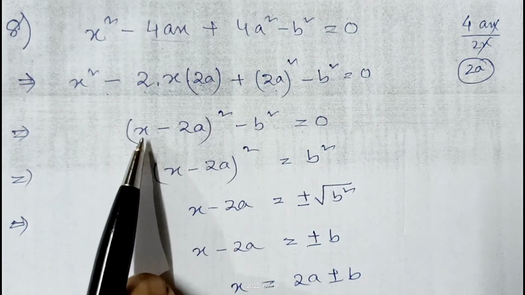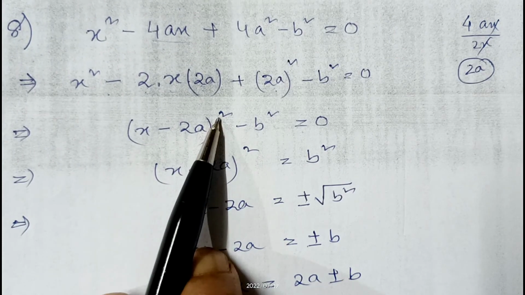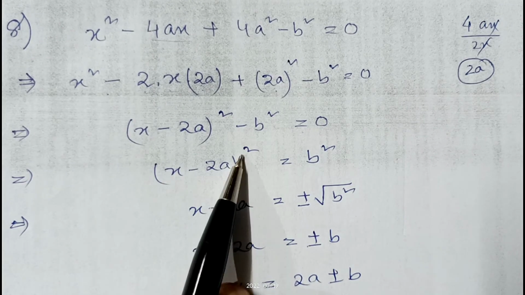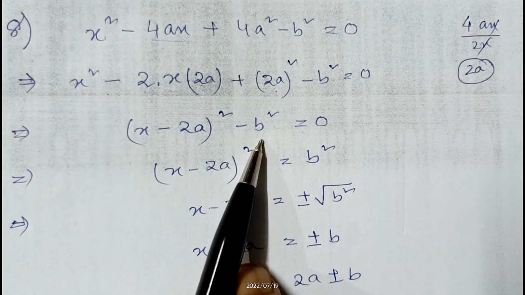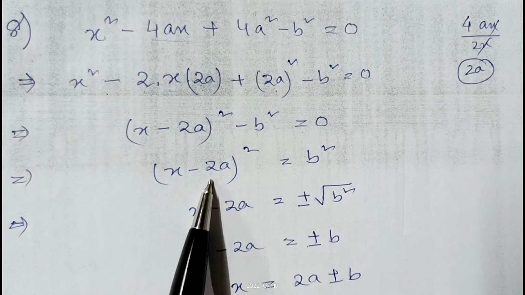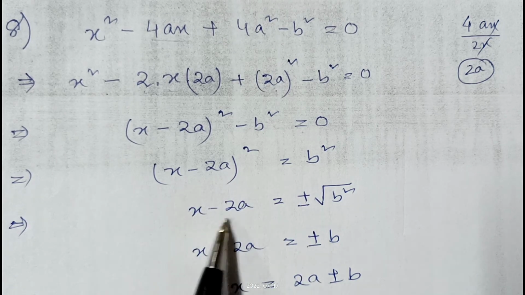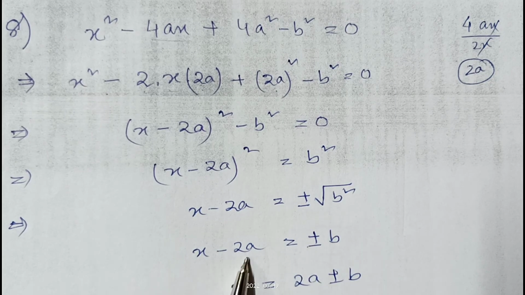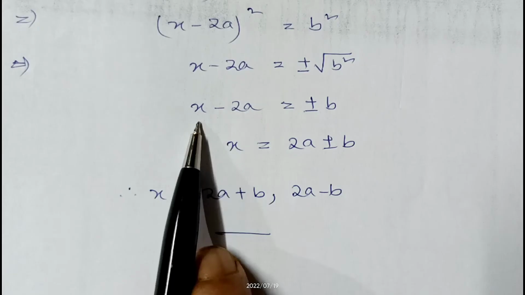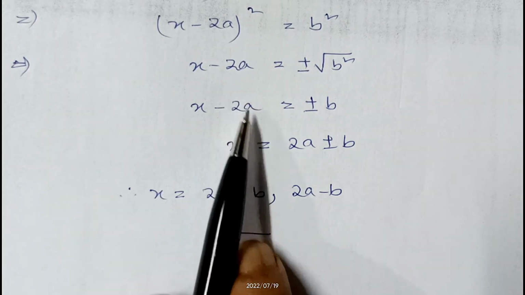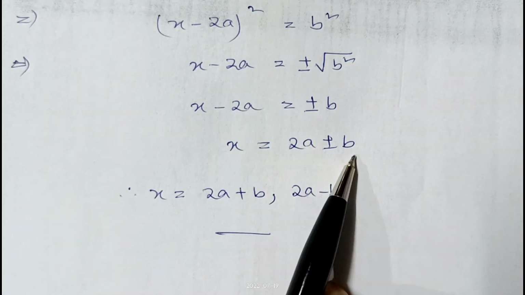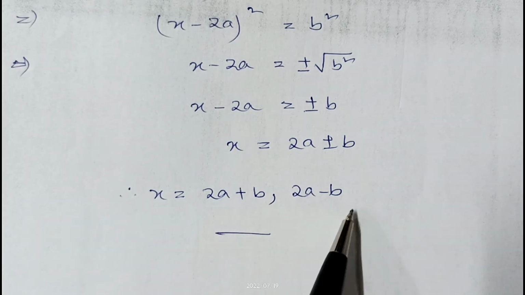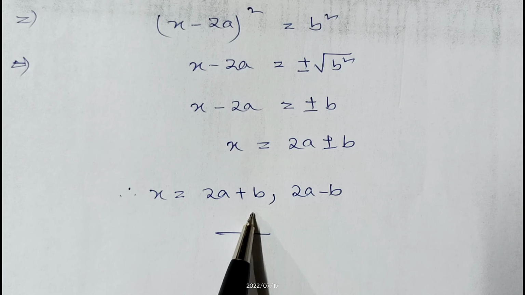Combining the first three, it will be (x minus twice a) whole square minus b square equals to 0. So (x minus twice a) whole square equals to minus b square becomes plus b square. If we take square root on both sides, it will be x minus twice a equals to plus minus root over b square. So x minus twice a is plus minus b. So x will be, this minus twice a becomes plus twice a, plus minus b. Therefore the roots of the equation are twice a plus b and twice a minus b. So these are the required roots of the given equation.